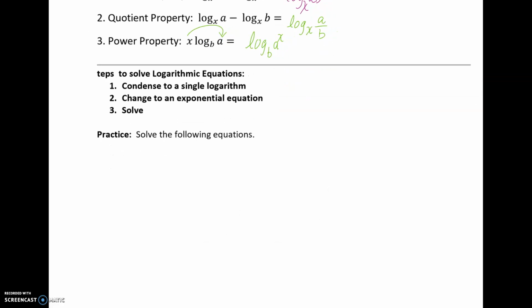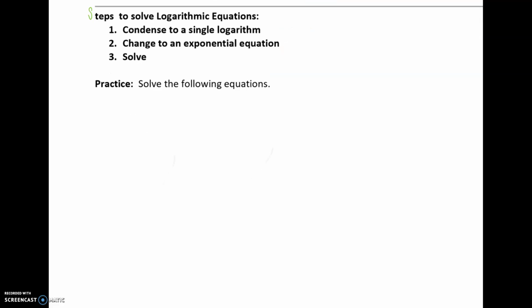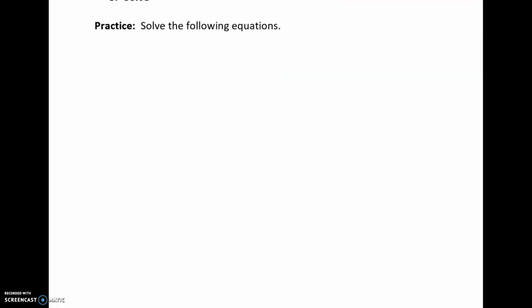Okay, it looks like I'm missing a letter in the word steps. Steps to solve logarithmic equations. One, you're going to condense to a single logarithm. You're going to change to an exponential equation, and you're going to solve. So we're going to be doing 5 or 6 examples here so that you see. I think you're going to like it. So when you solve, it's important to know that logs with the same base on both sides cancel.